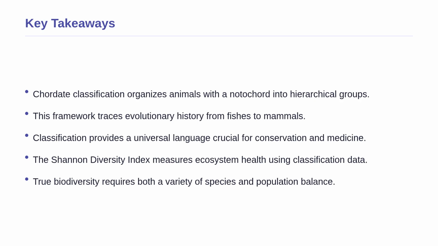Finally, we learned that by applying mathematical tools like the Shannon Diversity Index, we can move beyond just naming species. We can actually measure the health, complexity, and balance of ecosystems. Mastering this classification system is your first major step toward understanding the interconnected web of vertebrate life on Earth.